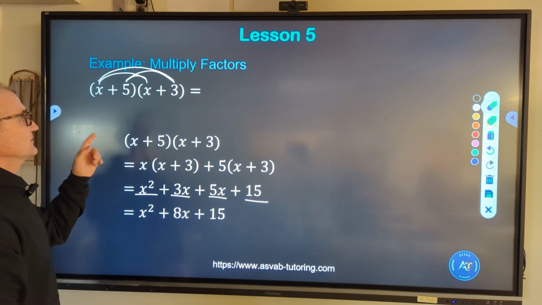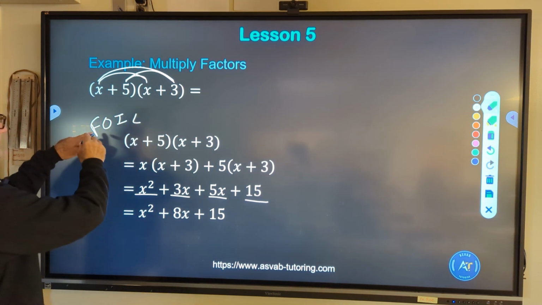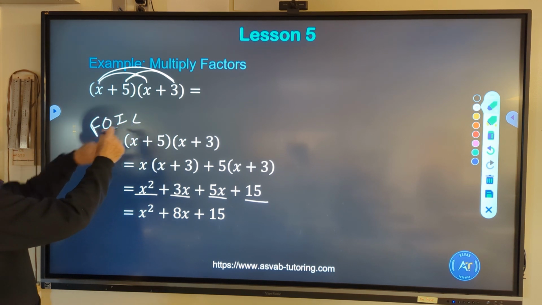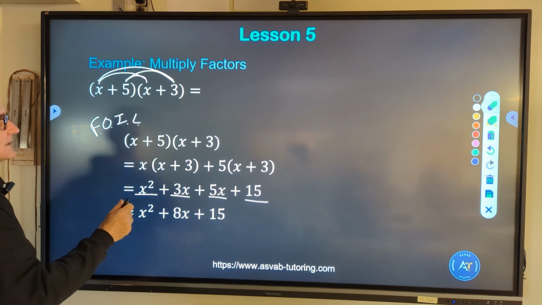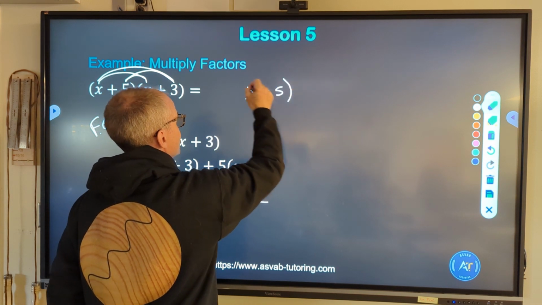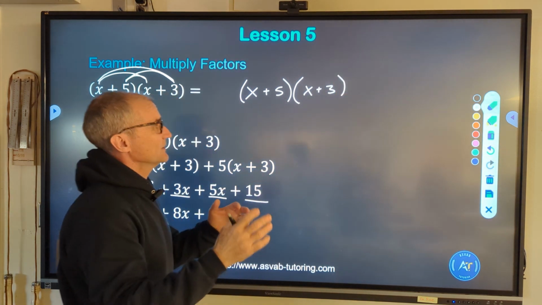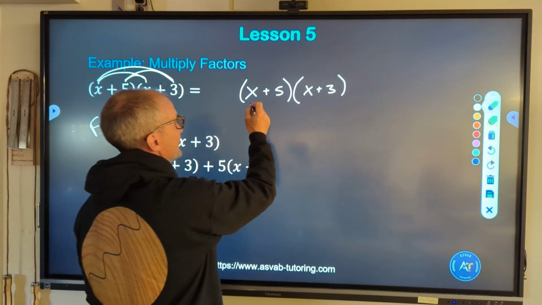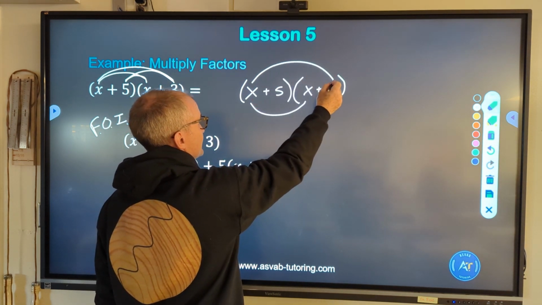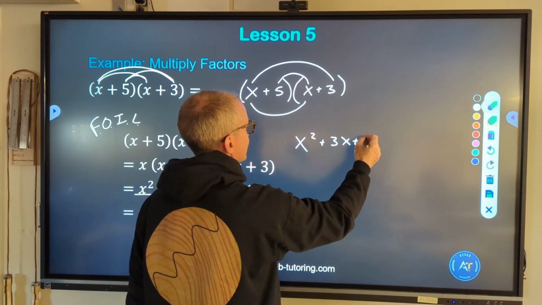The other way to do this is what's called FOIL. And that's just a way to remember this. And it's saying you multiply the first terms together, then the outer terms together, the inner terms, and the last. So FOIL. So the way I would do that is I would have x plus 5 times the quantity x plus 3. And then I want to FOIL it out. So I'm going to do my first terms. My first terms, x times x is x squared. My outer terms, 3x. My inner terms, 5x.